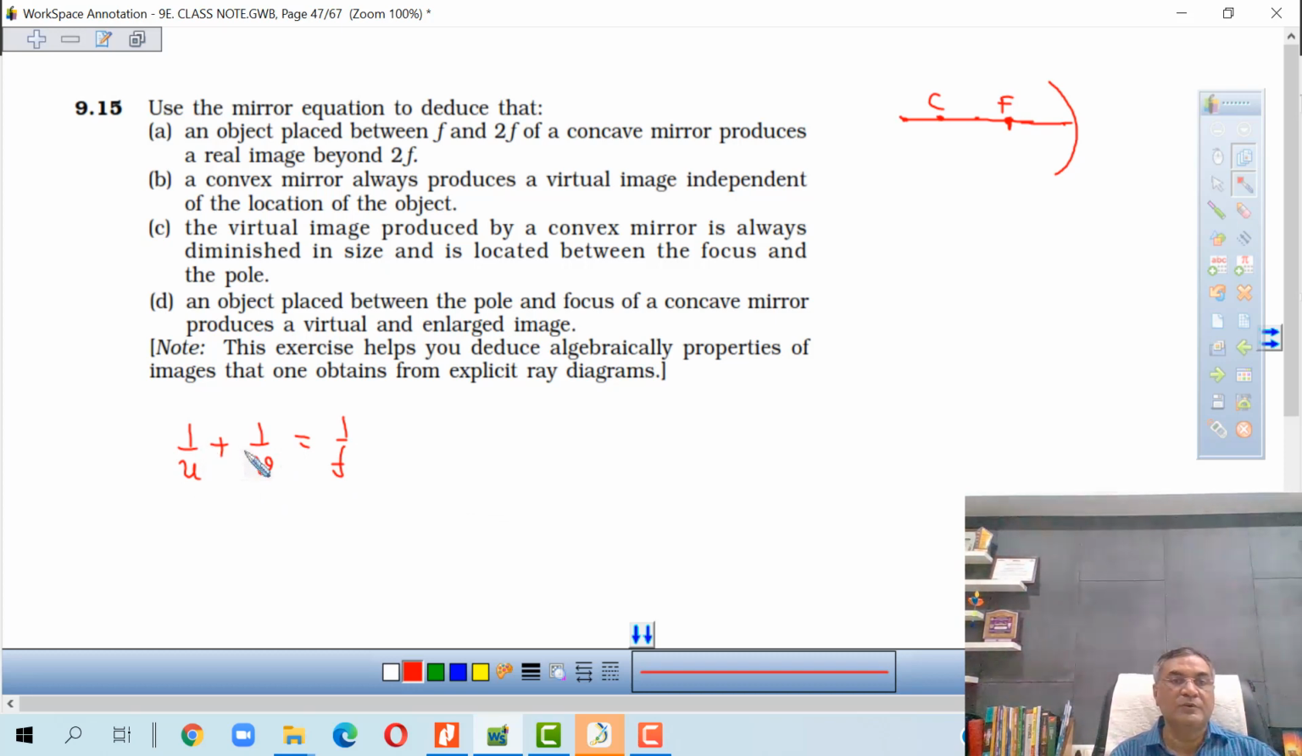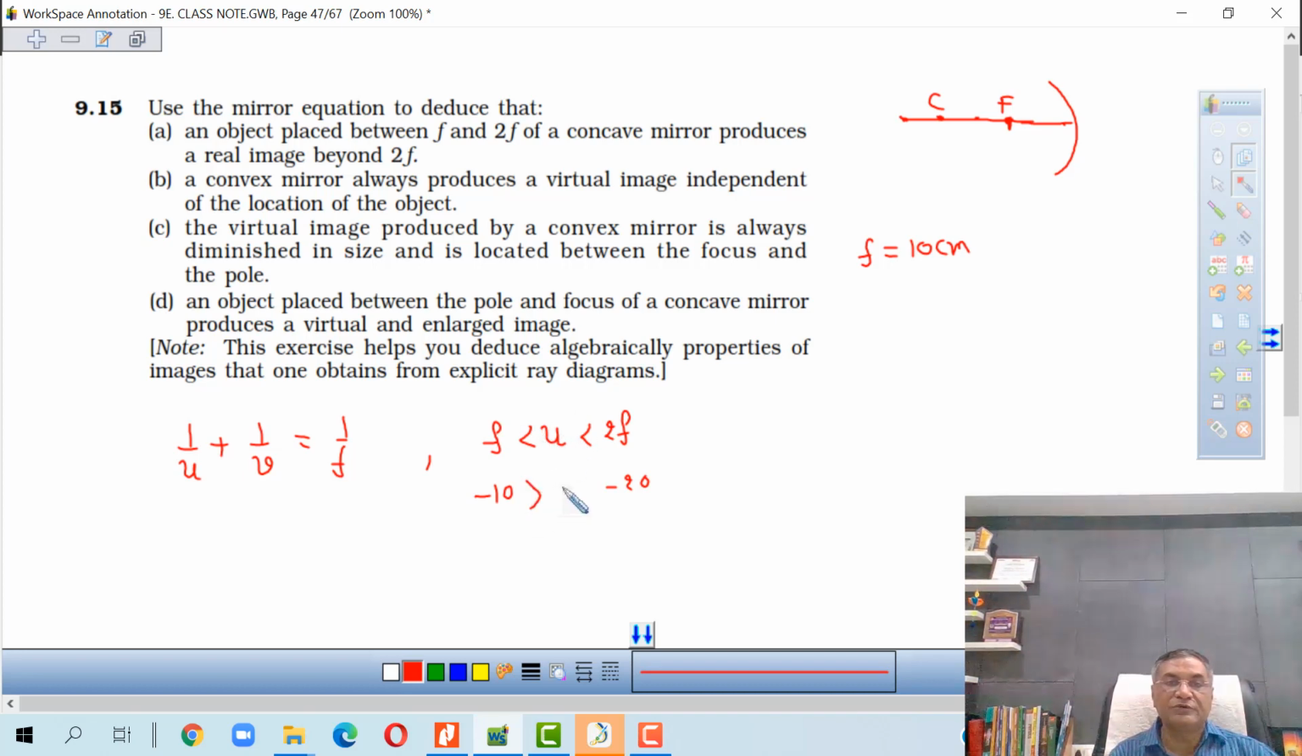So this is our formula: 1 upon U plus 1 upon V is equal to 1 upon F. And also you have given U, that is between F and 2F. F itself is negative, U is also negative. So suppose F is equal to say 10 centimeter. So this is minus 10 centimeter. This is minus 20 centimeter.